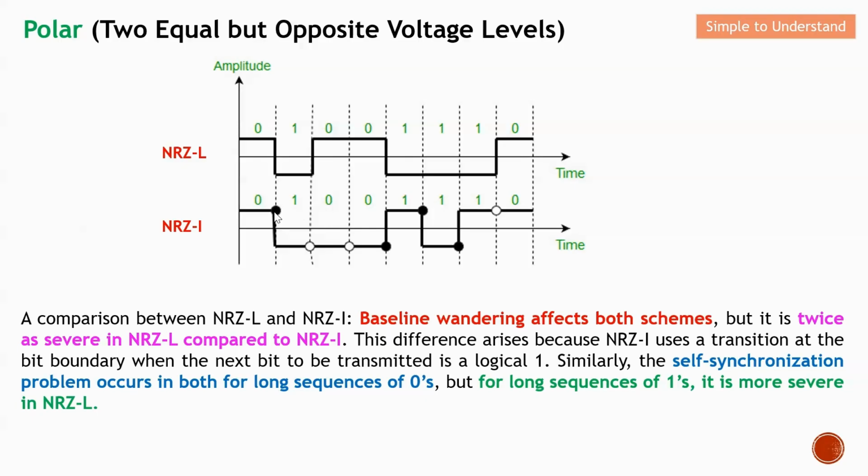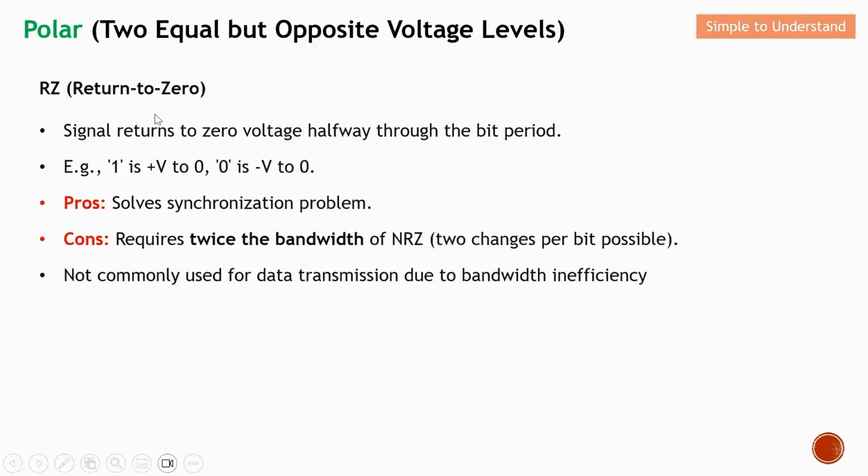Let's say the message is a string of 1. Okay, so basically this is a key difference between non-return to 0 level and non-return to 0 inverted. The next example of polar will be return to 0. Let's come to the characteristics of return to 0.